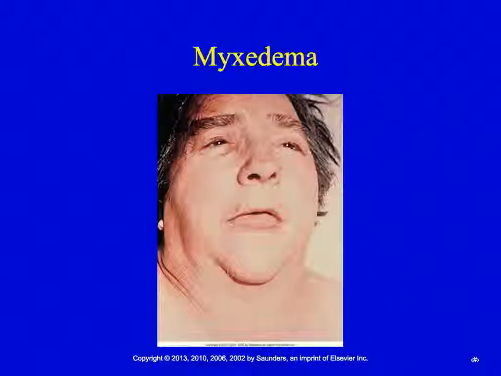It's non-pitting edema that is everywhere, and it occurs especially around the eyes, the hands and feet, and the shoulder blades. They will have a thick tongue, which is pretty indicative of myxedema. They can also get a husky voice from the edema that can occur around the larynx.